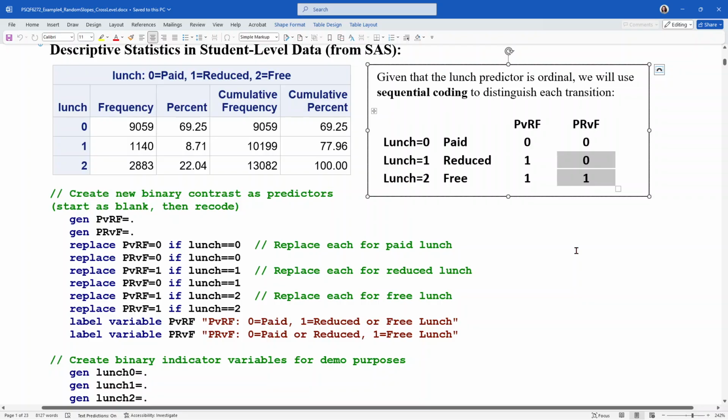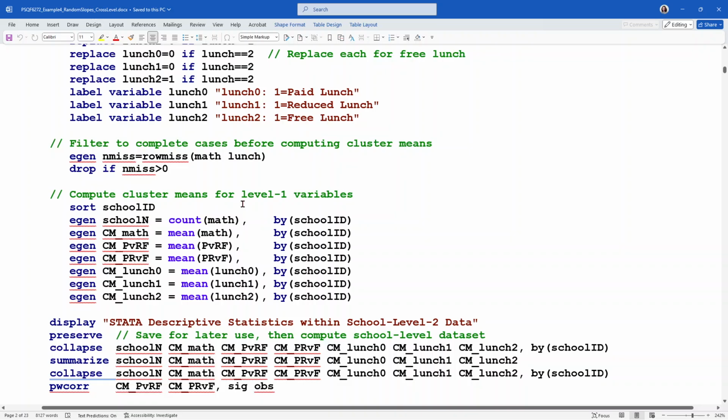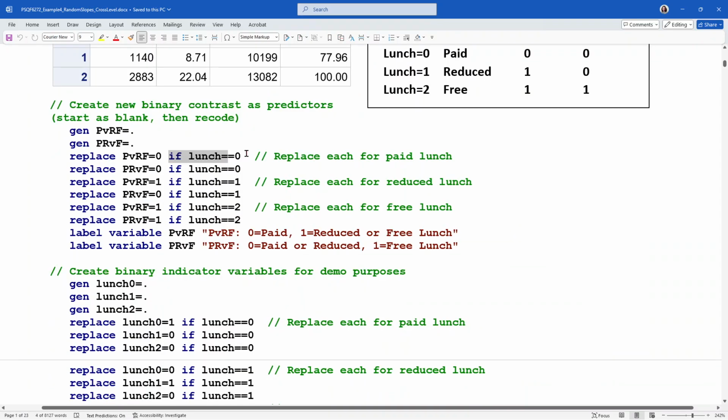I've got everything in R from below too, and I've got some output mixed in from SAS because it's prettier. We've got then, in Stata first, I'm taking the original lunch variable and turning it into these two contrasts. So starting with blanks and then systematically recoding. If lunch is this, so double equals is an equality sign, like it's checking to see if that's true. And then it's going to assign 0 if it is true for those.